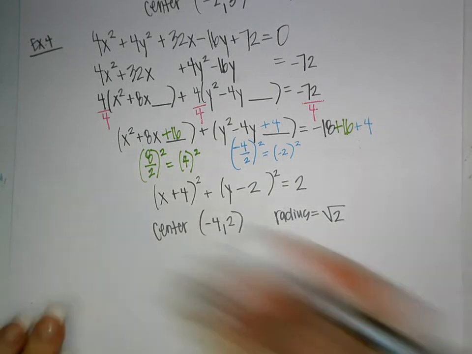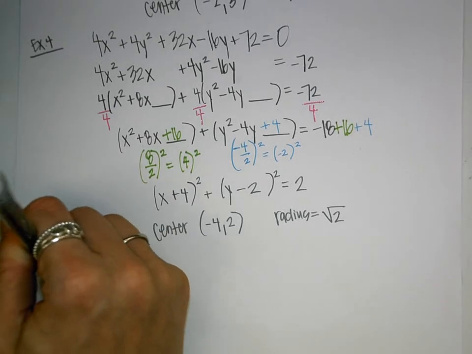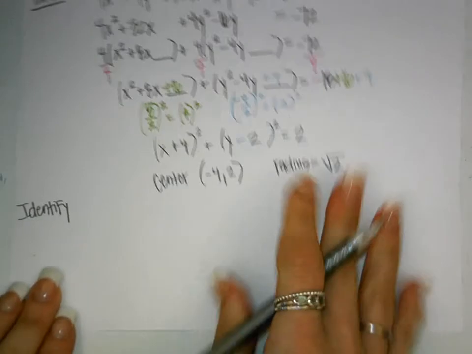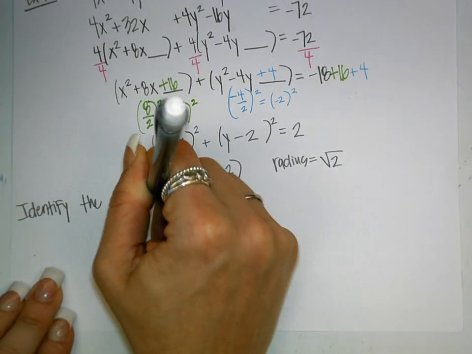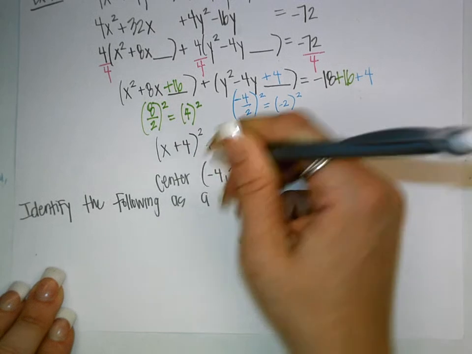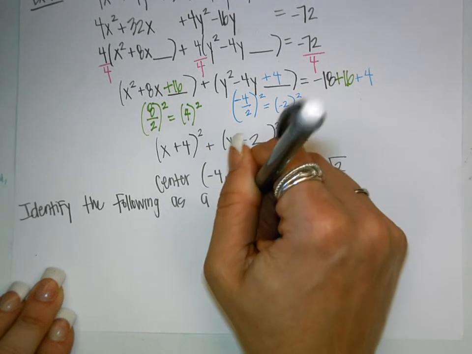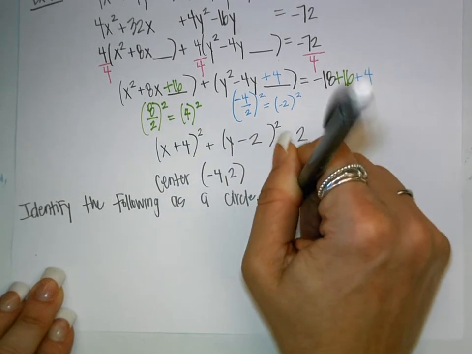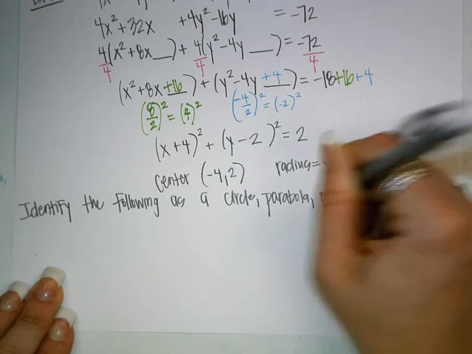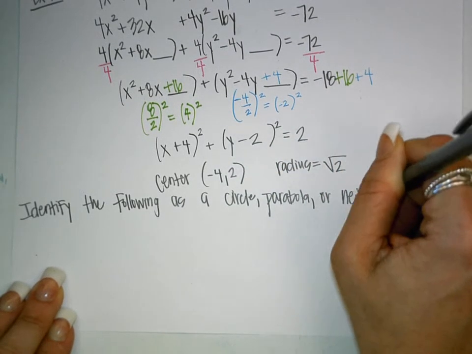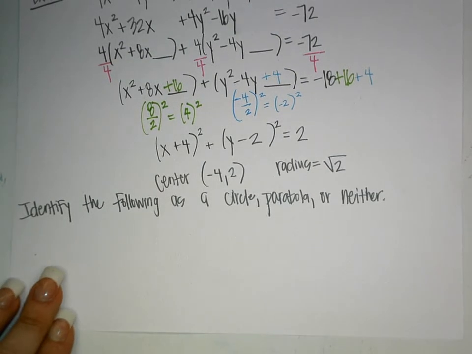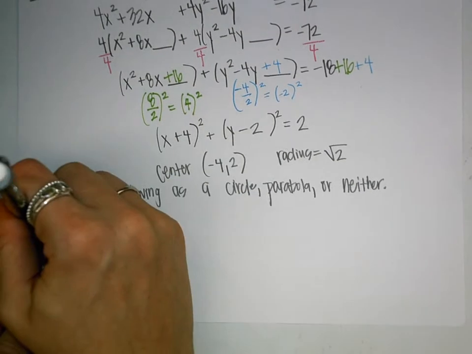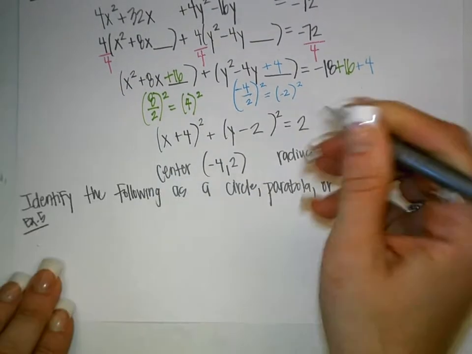Okay, last thing we're going to do is I'm going to give you 4 problems, or 4 equations, and I'm going to ask you to identify the following. Identify the following as a circle, parabola, or neither. So I'm just going to give you some equations, and I want you to tell me, is this an equation of a circle, a parabola, or neither? Okay, it could be a line, could be a cubic, something in a third power. So I'm going to give you 4 different equations. I'm going to write them all down, and then we're going to try to figure out which one is which.